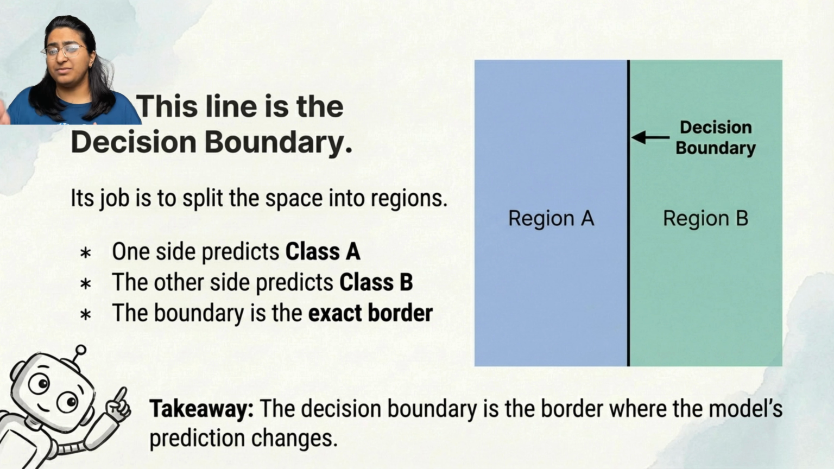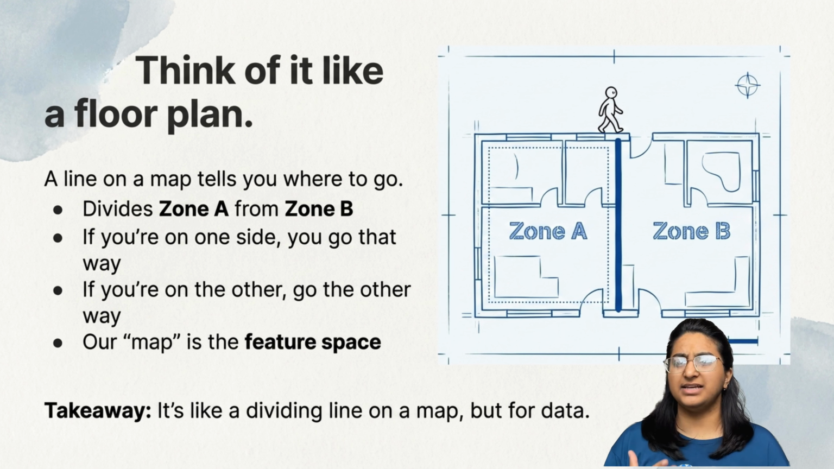Now, the same line has another important name, decision boundary. Why? Because it is the place where the model's decision changes. One side of the line becomes class A, the other side becomes class B. So the decision boundary splits the whole space into two regions. If a point jumps from the left side to the right side, what happens? The predicted class flips.